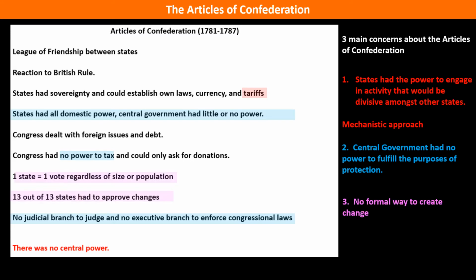Third, with the one state, one vote set up and the need for unanimous voting to make any approved changes, there was no way to make any kind of formal changes to improve the situation.